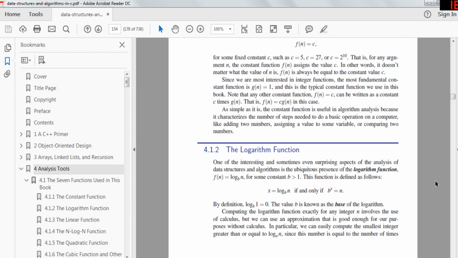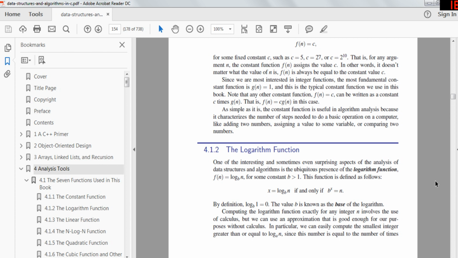The value of b is known as the base of the logarithm. That's because b to the 0 is equal to 1. That's the reason why log base b of 1 equals 0.